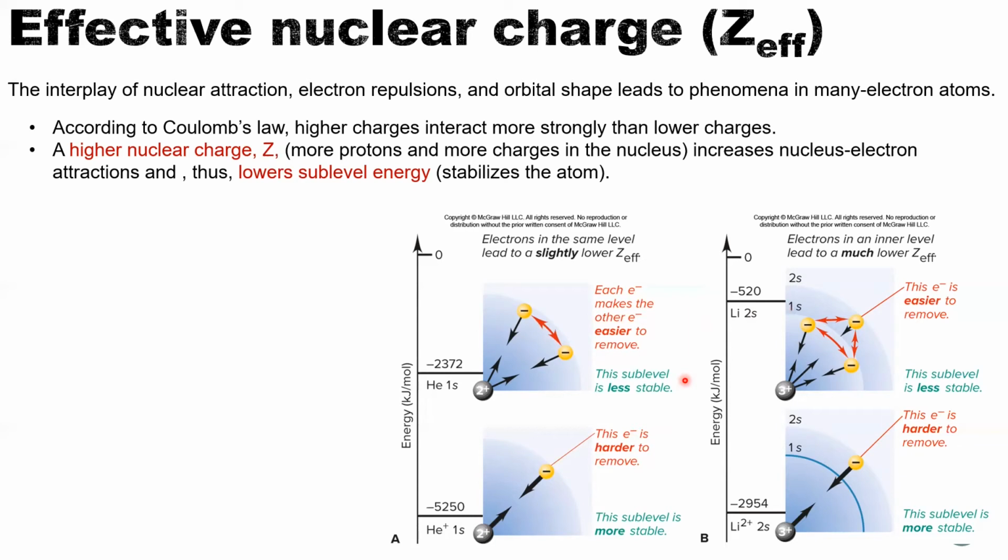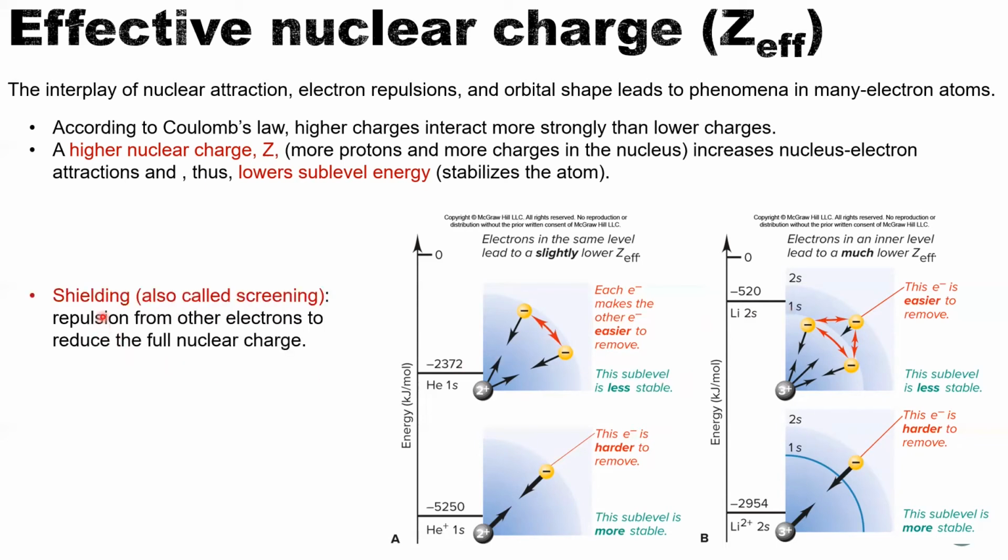So then the electrons have repulsion. They both carry negative charge, or all of them carry negative charge. They have repulsion, and that repulsion has another name called shielding or screening of the electrons. It is the repulsion from other electrons that reduces the full nuclear charge. So because of the repulsion, this electron overall will experience less attraction from the nucleus, and that is due to another electron. It's called shielding.